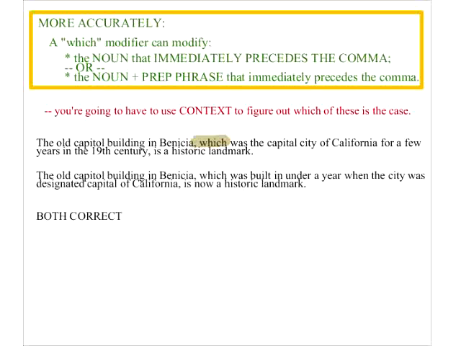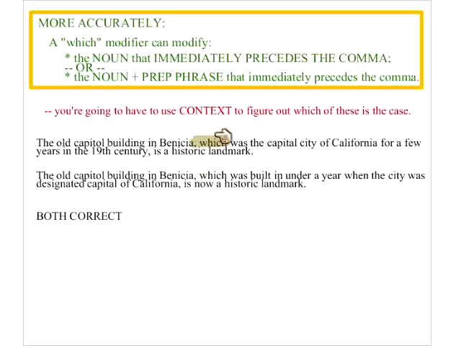Okay, we've got a couple of people saying building. Remember that when you read, you need to understand the context of the sentence. The context of the sentence here is that Benicia was once the capital of California. Actually was, if any of you know California. It's like this little out-of-the-way town now, but it was capital for a while.